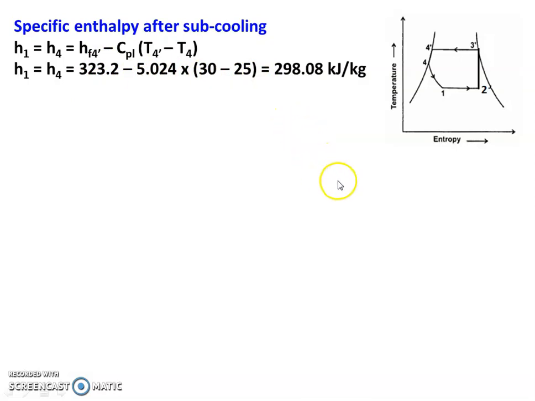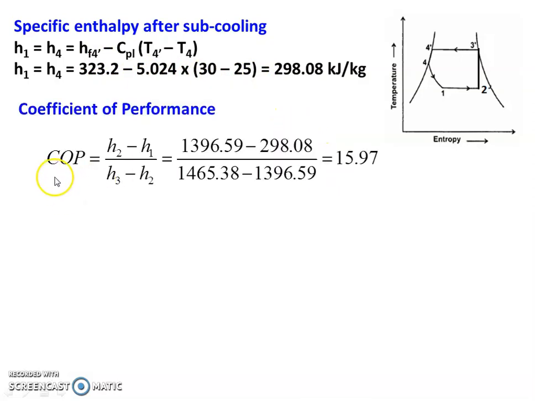298.08 kilojoules per kilogram. The coefficient of performance, COP equal to H2 minus H1 divided by H3 minus H2. Substituting, 1396.59 minus 298.08 divided by 1465.38 minus 1396.59 equal to 15.97.